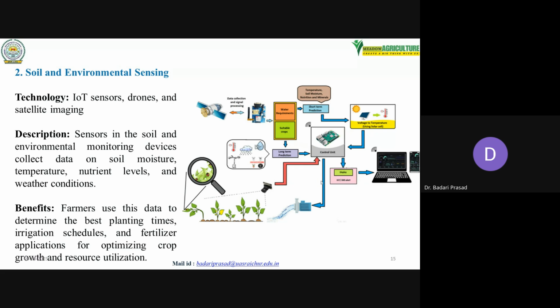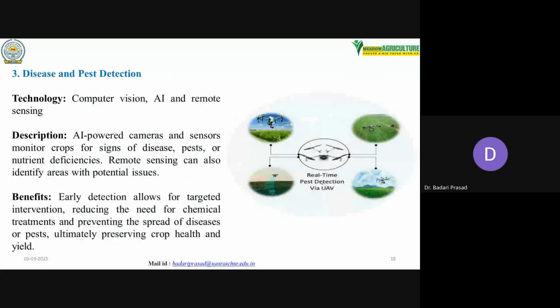So the condition of the soil type prevailing in one block may not be exactly the same in another block. The moisture content, moisture retention capacity, or the soil nutrient condition differs from field to field. So in such cases, if he wrongly takes any decision, it is just a burden on his pocket as well as on the soil. So similarly, the detection of disease and pest.